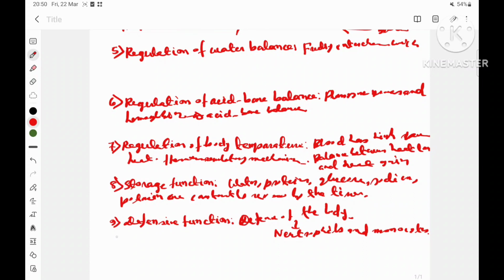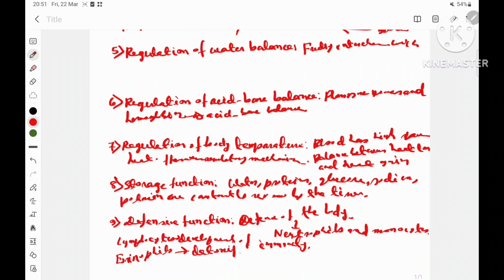And lymphocytes, which are a kind of WBC, are involved in the development of immunity. And eosinophils are responsible for detoxification, disintegration and removal of foreign proteins. So these are basically the functions of blood.